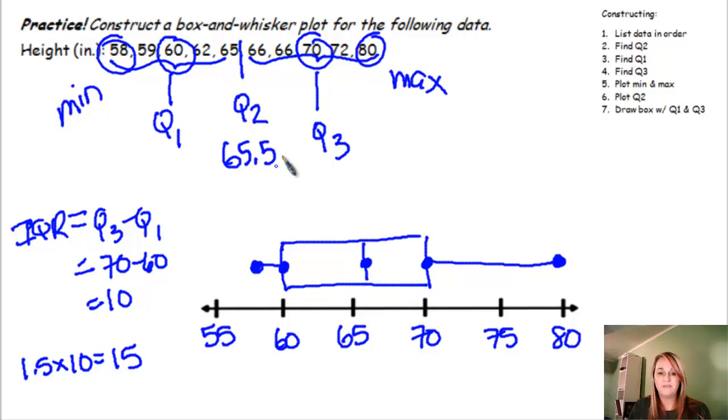So let's see, 65.5 plus 15 would give me about 80.5. This guy's within it. And if I go 15 this way, that would bring me to about 50.5. And my minimum is within it. So everything is within 1.5 times my interquartile range, or in this case 15. That means I don't have any outliers. That's how you mathematically really figure out whether or not you have any outliers.